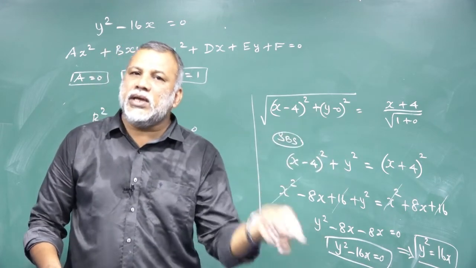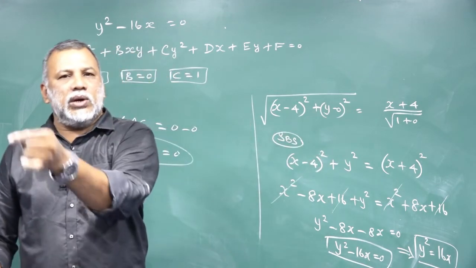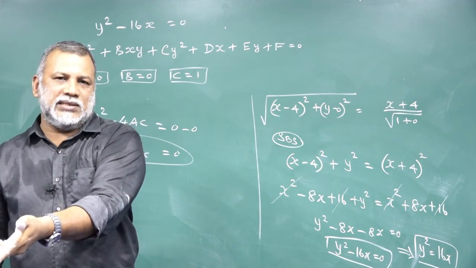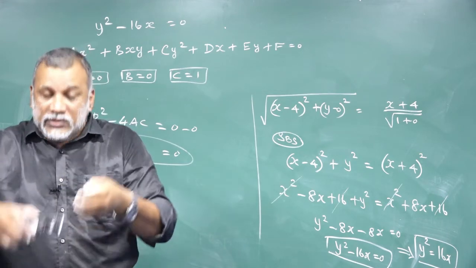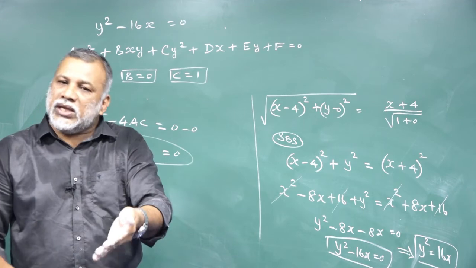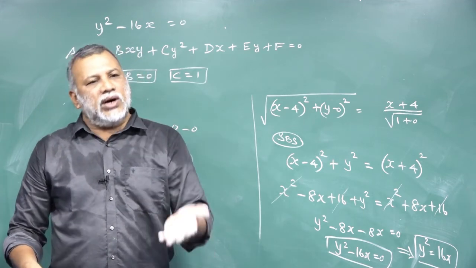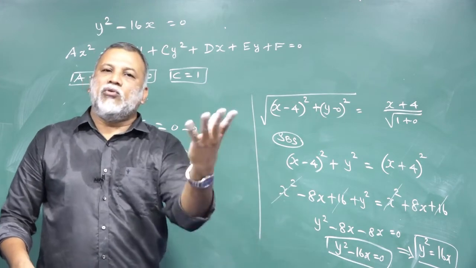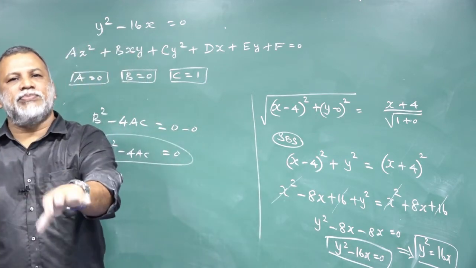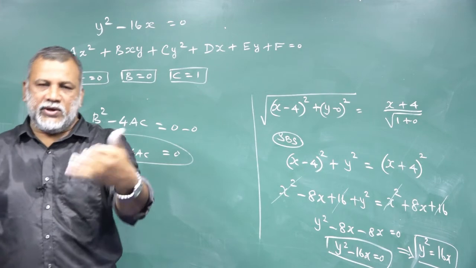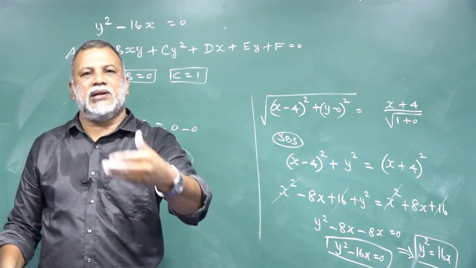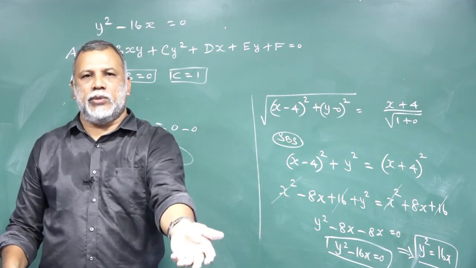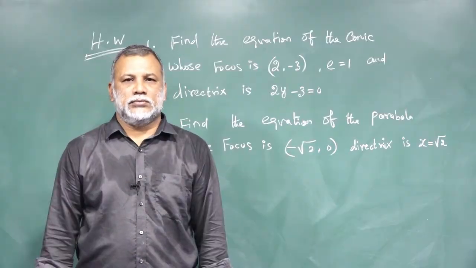What is the definition of conics? FP by PM equal to constant. What is the meaning of that constant? Eccentricity, denoted by e. Now we worked out the parabola, so e equal to 1. For an ellipse, e must be less than 1. For a hyperbola, e is greater than 1. Listen, we are going to work out a few problems based on ellipse and hyperbola.